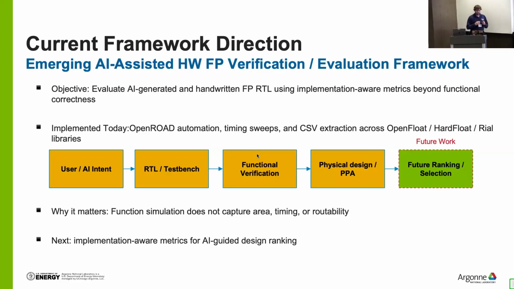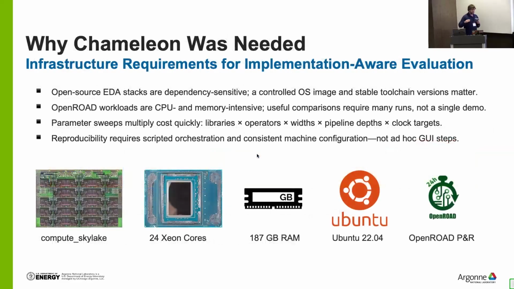Just for a quick example, we can compare something like hardware floating point units across multiple open source libraries using metrics like area, timing, and efficiency, which enables evaluation based on what actually matters for deployment, not just whether the design works functionally. So I believe this is where the infrastructure really becomes essential.